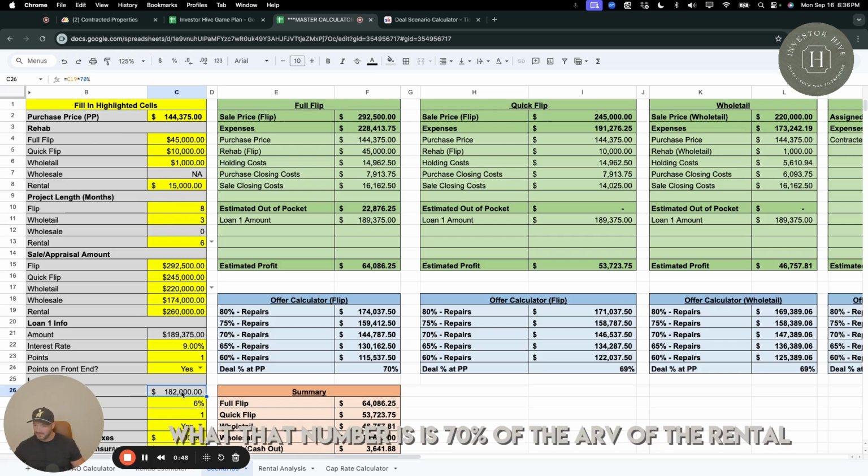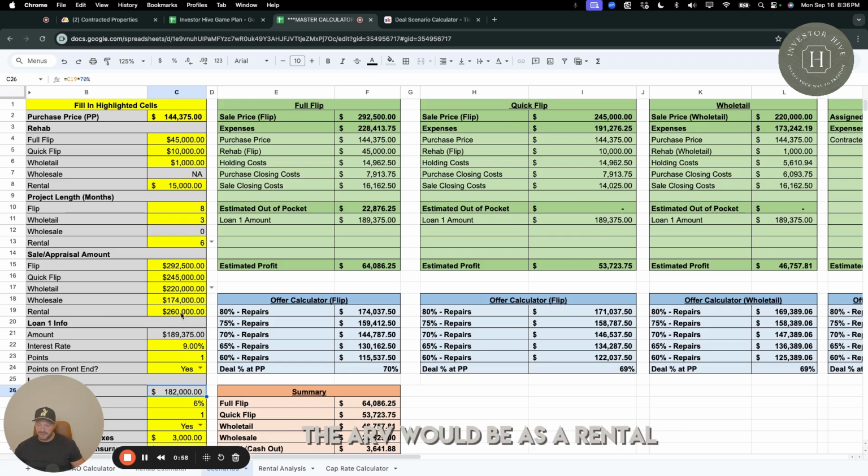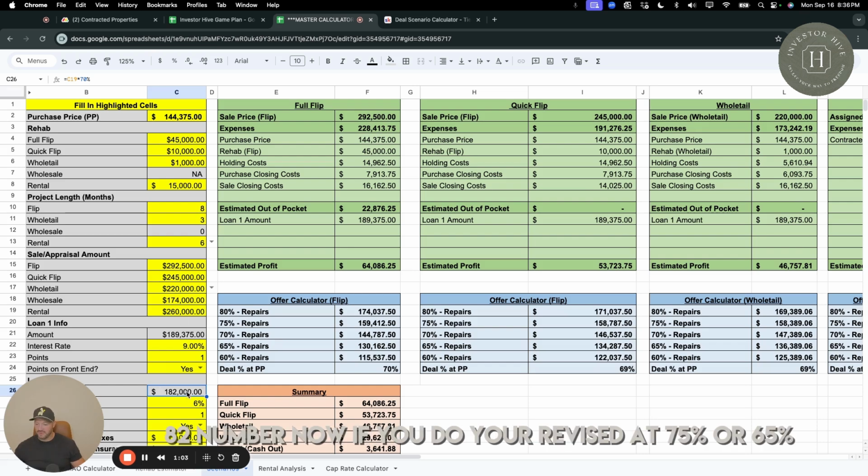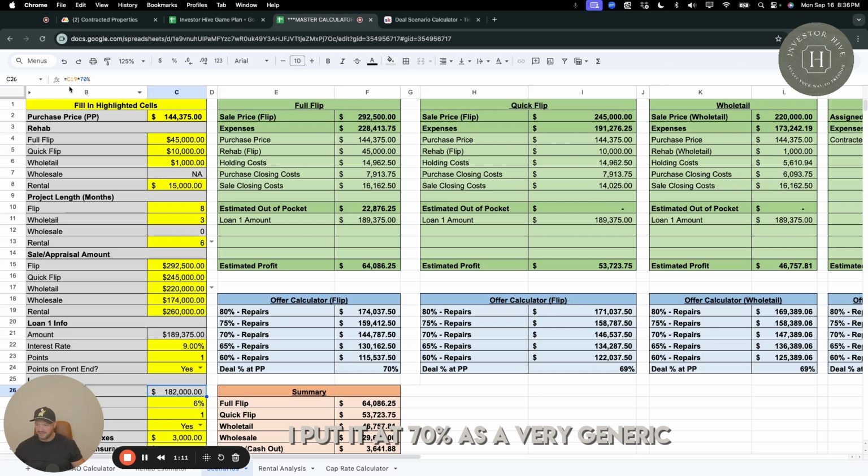182, that number is 70% of the ARV of the rental. So C19, that cell there, it's 70% of 260, because that's what I said the ARV would be as a rental. That's how I got that 182 number. Now, if you do your refis at 75% or 65%, you could adjust that number accordingly. I put it at 70% as a very generic, healthy number to do for your cash out refis, your BRRRR method. So I have that there.